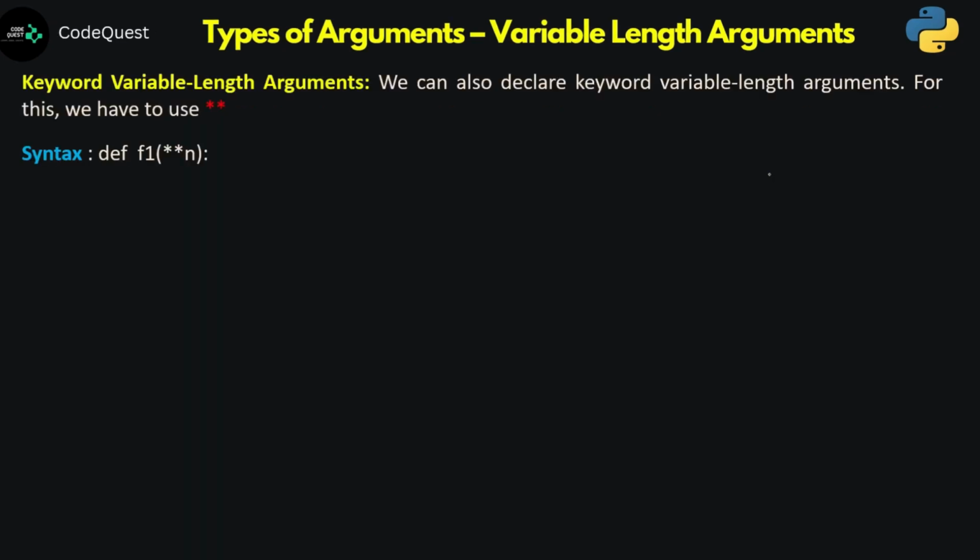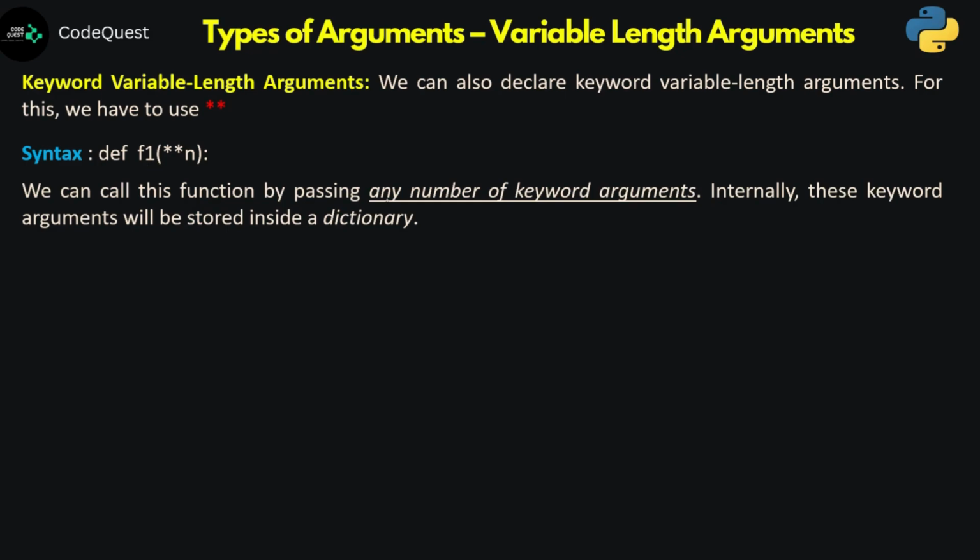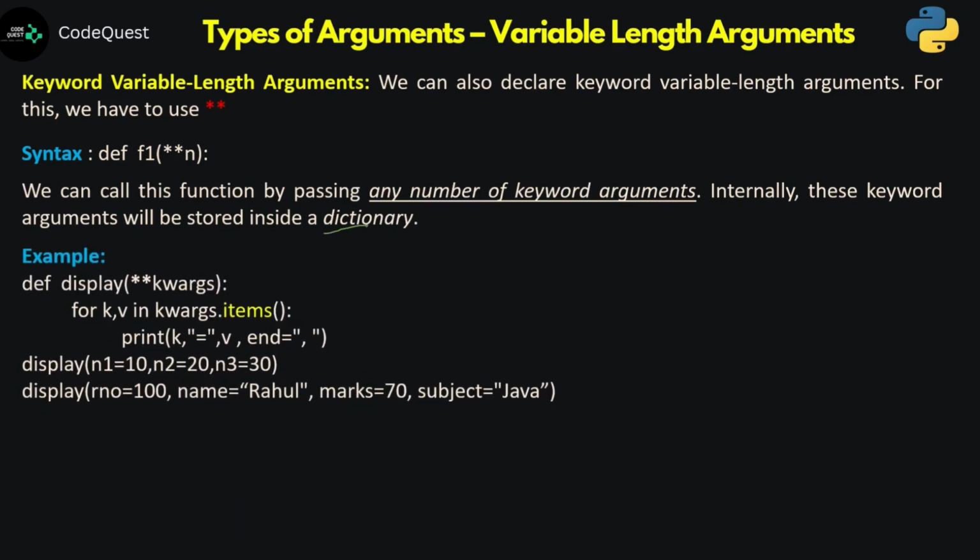We can also declare keyword variable length arguments, and for this we use 2 asterisks. In case of variable length arguments, we have already seen that we used only 1 asterisk, but this time we have to take 2 asterisks. Now we can call this function by passing any number of keyword arguments, and internally all these keyword arguments are stored inside a dictionary. As we have already seen, in case of variable length arguments, all the arguments we specified are stored in the form of a tuple, whereas in case of keyword variable length arguments, everything will be stored in the form of a dictionary.